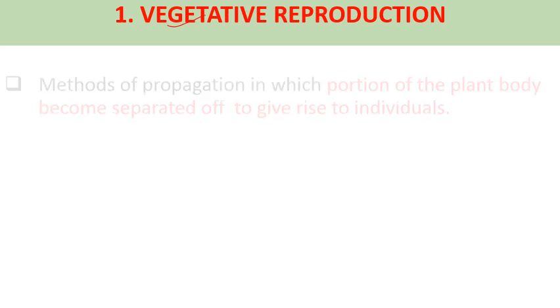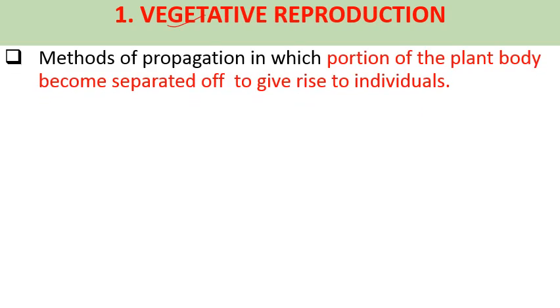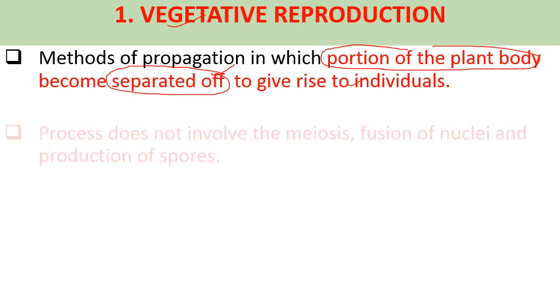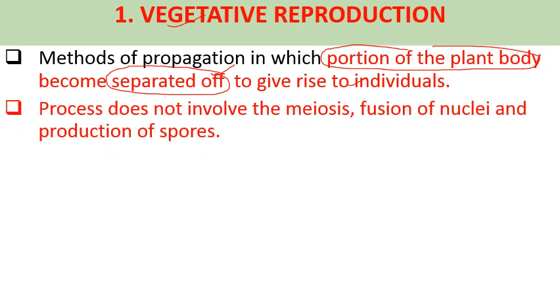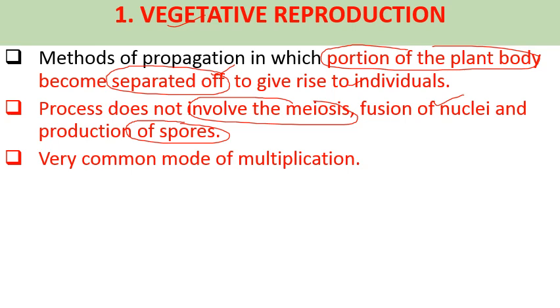Firstly comes vegetative reproduction. So in this type of reproduction, a portion of the plant body takes part in the formation of new individuals. So it becomes separated from the main thallus. ये जो main thallus से separate off होता है और इससे बनता है एक नया individual. इस तरह की reproduction को हम कहते हैं vegetative propagation और vegetative reproduction. And this process does not involve meiosis. इसमें meiosis नहीं होती है और ना ही fusion of nuclei होता है और ना ही इसमें कोई spores बनते हैं. It is a very common mode of multiplication. सबसे common mode है ये multiplication का.